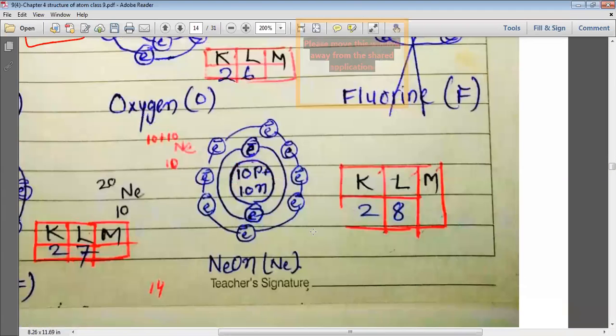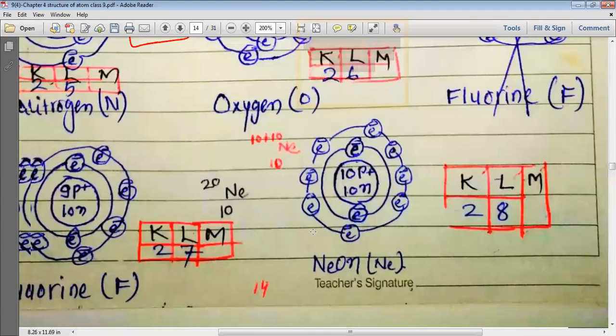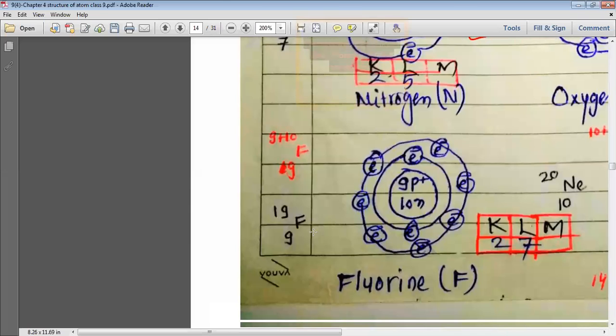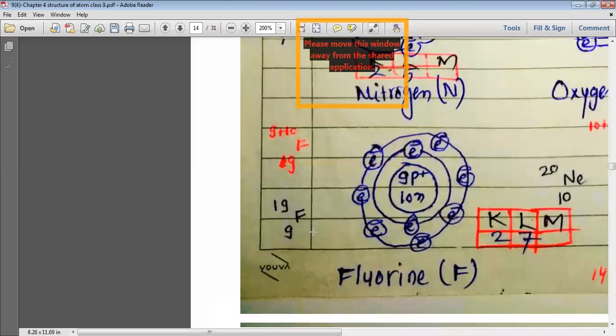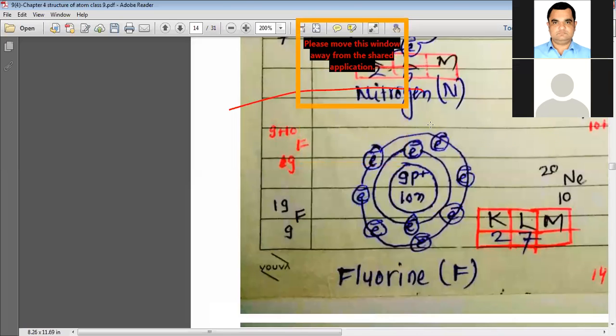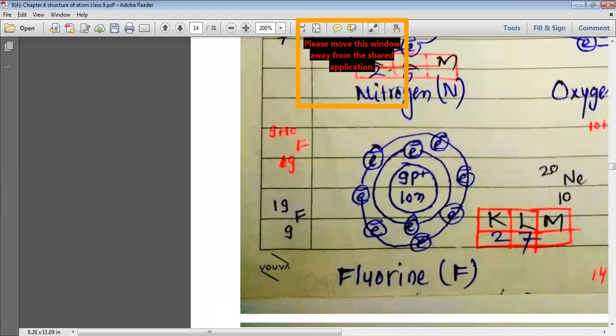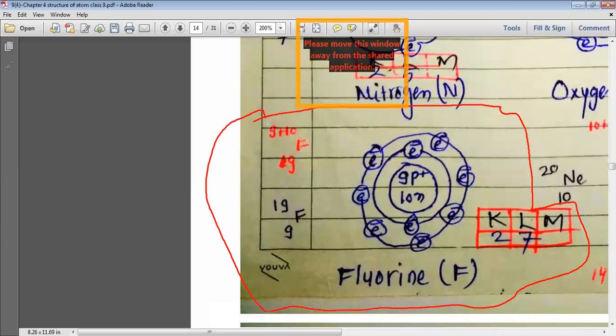Now, dear students, we want to study the ninth element, and the name of the ninth element is fluorine. Here on your screen, you can see the structure of the atom of our fluorine atom. So this is your fluorine atom, and here we study about the fluorine atom.